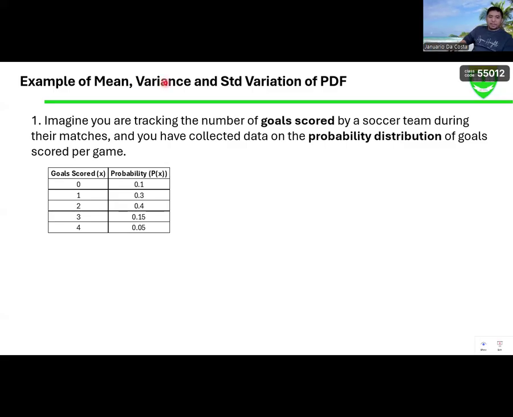So it's a random variable x is goal score, yeah? Because imagine you're tracking the number of goals scored by a soccer team during their matches. And you have collected data on probability of goals scored per game. How many goals scored per game?